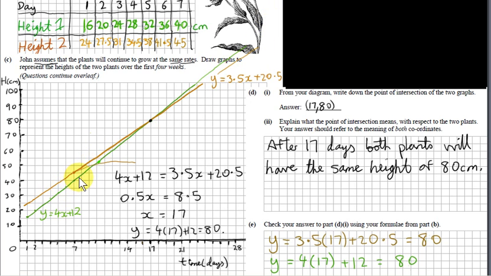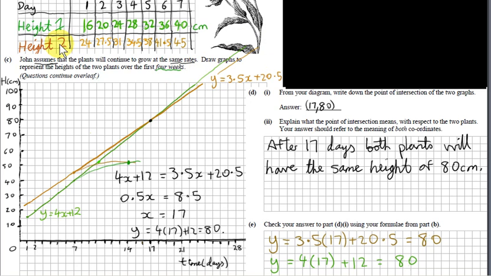Of course, something similar could happen for the first plant. So if the graphs are not linear beyond a certain time, say beyond 7 days, then the points of intersection could be very different. The plants could reach the same height after fewer days than 17, and that height could be considerably less than 80. Of course, John could be right in his assumption that the plants grow at the same rates for 4 weeks, but at some stage the growth rate will have to level off. Plants can't keep growing at the same rate indefinitely.